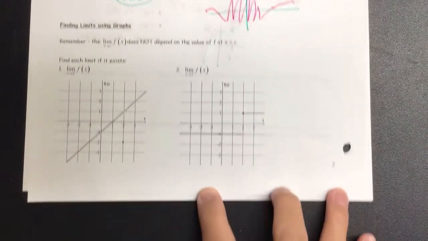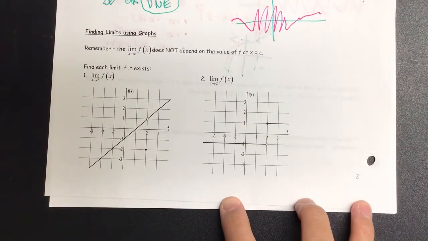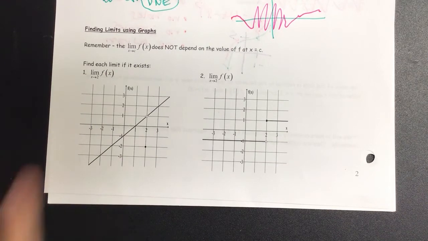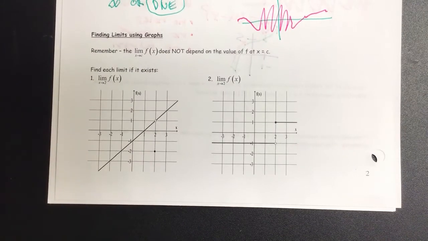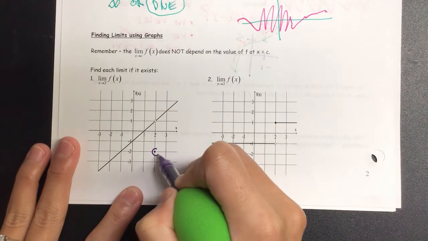Okay, more with the pictures on the bottom. Let's read this on the bottom right here. Remember, the limit of f of x does not depend on the value of f at x equals c. So it doesn't really depend on what that number actually is. What that basically means, look at this point.